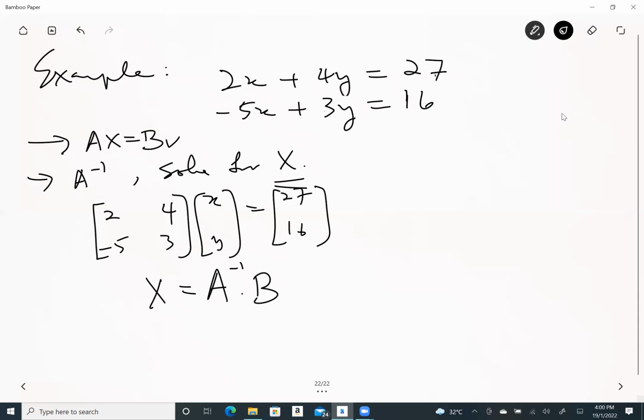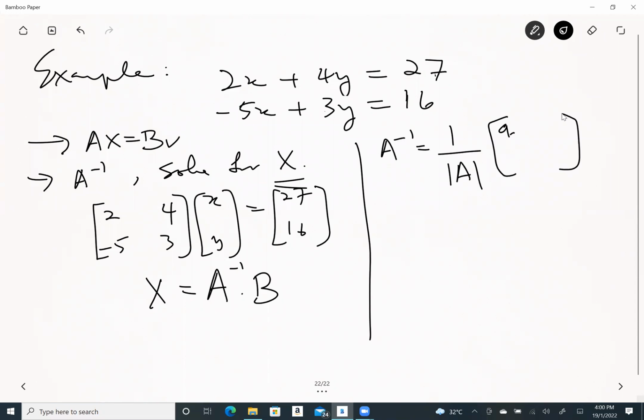So let's go through that. You want to find the inverse of A, you know how to do it, right? So the inverse of A, I think I will write here. The inverse of A is equal to 1 over the determinant of A multiplied by the matrix with A22, negative A12, negative A21, A11. So that is the formula.